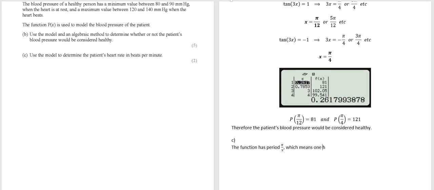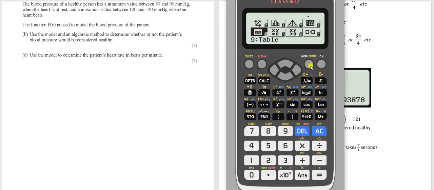which means 1 heartbeat takes pi by 3 seconds. We want beats per minute, so we do 60 seconds divided by the time it takes to complete a heartbeat, which is pi by 3, or roughly 1 second, which makes sense. A heartbeat roughly every second is not implausible. And then we just want 60 divided by pi by 3, or if you prefer, 180 divided by pi, which again we can work out on the calculator.